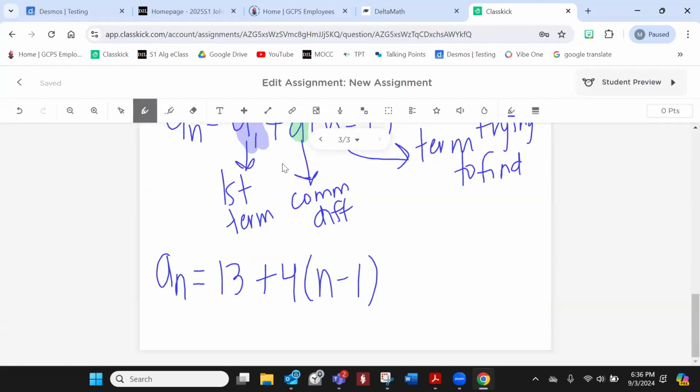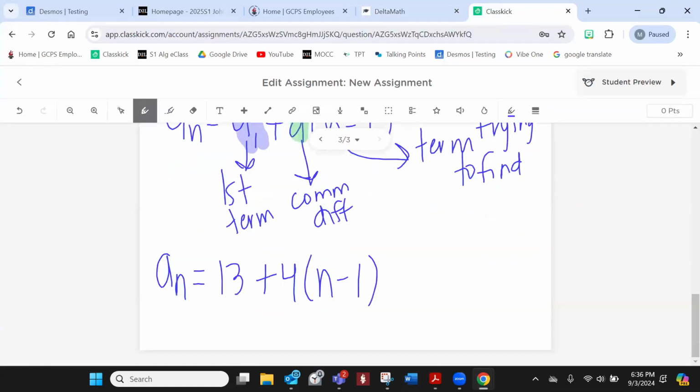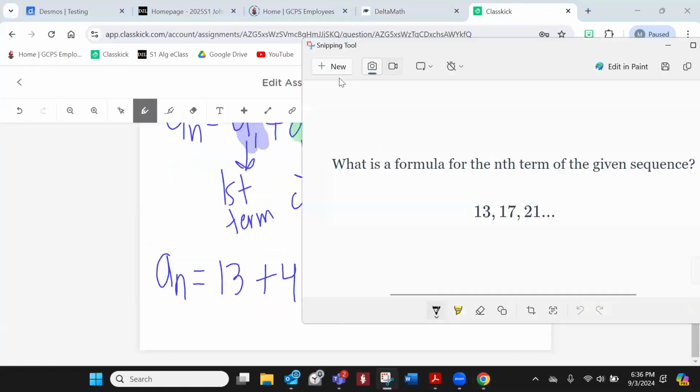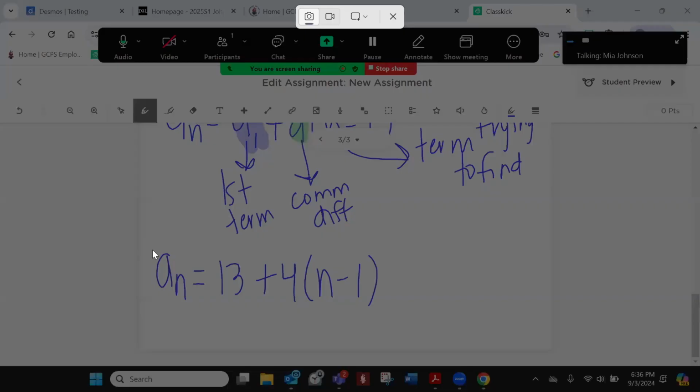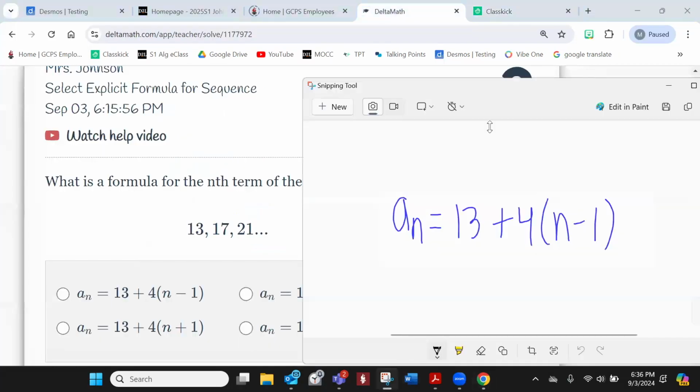All right, now let's look at the options, because sometimes they simplify this, and I'm gonna show you that way too. Okay, so sometimes they simplify it, and if they simplify it, we can go a step further. But look at our answer choices.